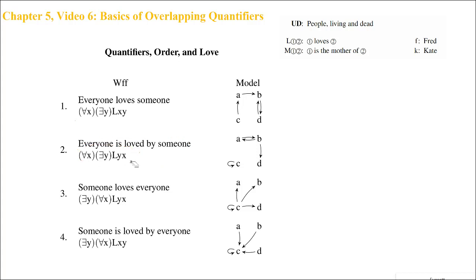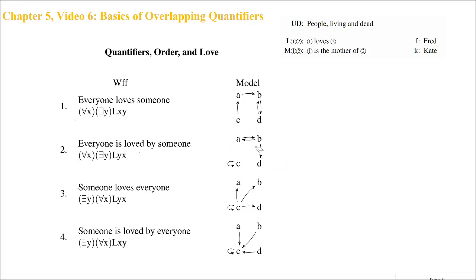Similarly, if we look at 2, which was the lower left-hand corner in the previous discussion, we've got everyone is loved by someone. So B is being loved by A, A is being loved by B, D is being loved by B, and C loves him or herself. So now everyone has an arrow coming into them, meaning that someone is loving them. So we make the formula true.